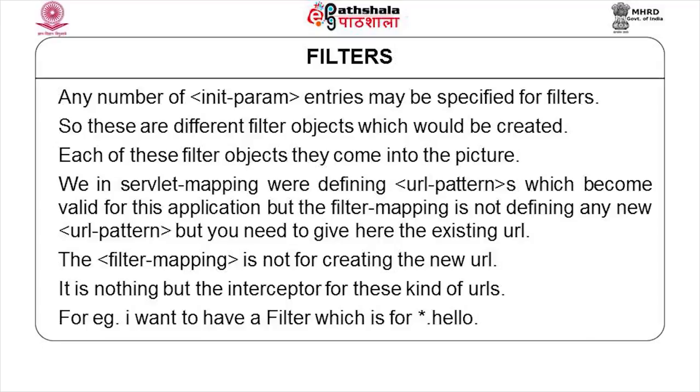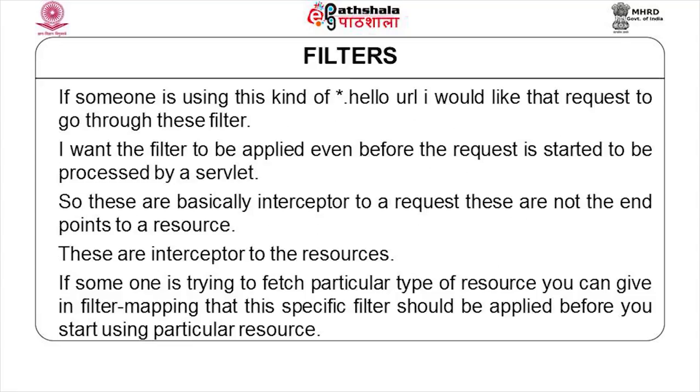Okay. So, these are basically interceptors to a request, these are not the endpoints to a request, not resource endpoints, these are interceptors to the resources. If someone is trying to access a particular resource, you could set it up in the filter mapping that this specific filter should be applied before you enter into using this particular resource. So, that is where we have the filter mapping giving a filter name and the URL pattern. The URL pattern is not defining a new URL, rather specifying the URLs for which this filter becomes applicable.